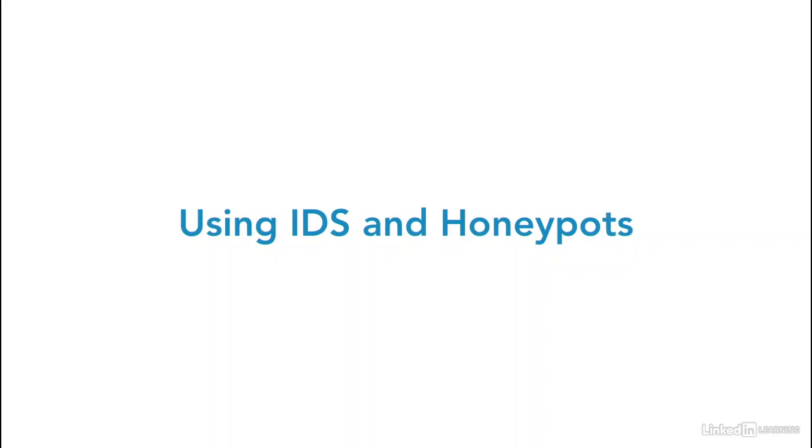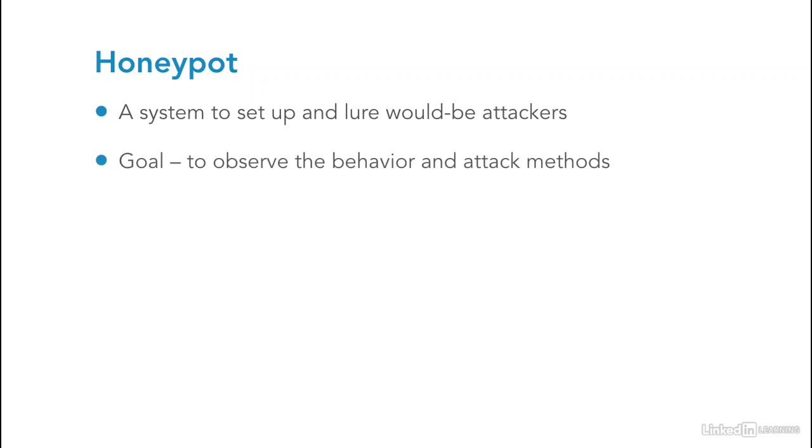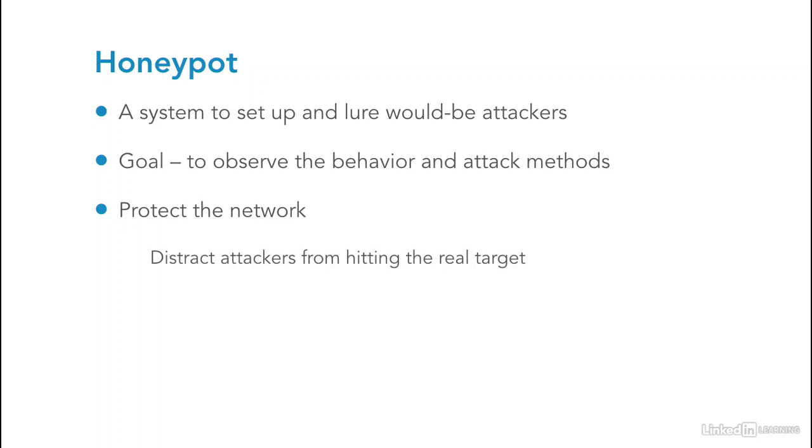In addition to classic signature and heuristic-based intrusion detection, another way to use intrusion detection is to implement a honeypot-based detection. A honeypot is a system to set up and lure a would-be attacker with a goal of observing their behavior and attack methods to better protect the network by distracting attackers from hitting the real target, or to gather forensic evidence required to aid in the apprehension or prosecution of intruders.